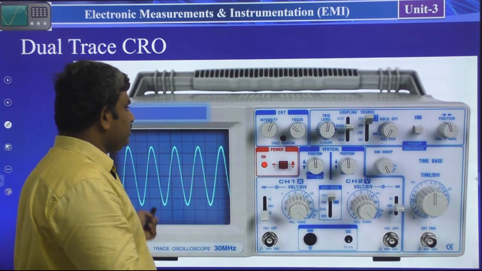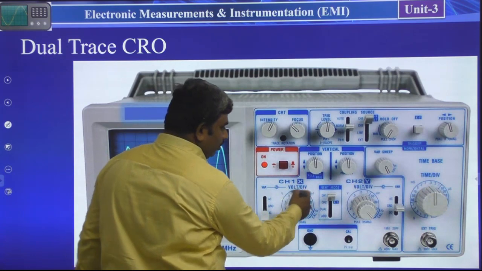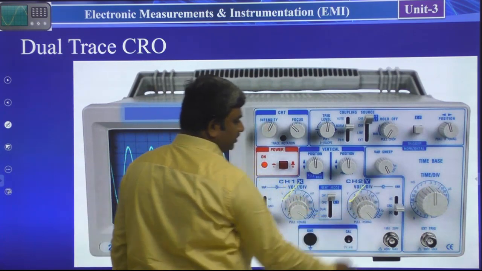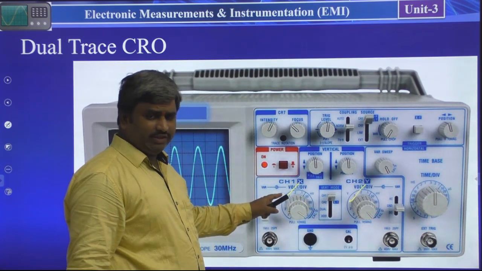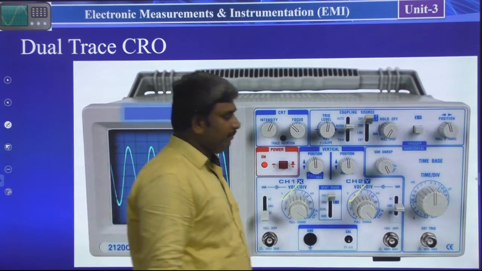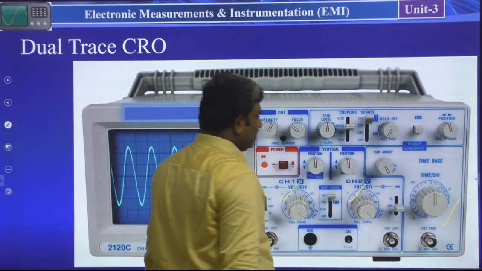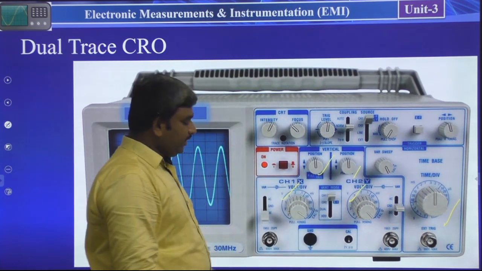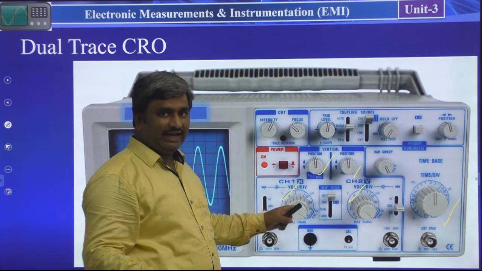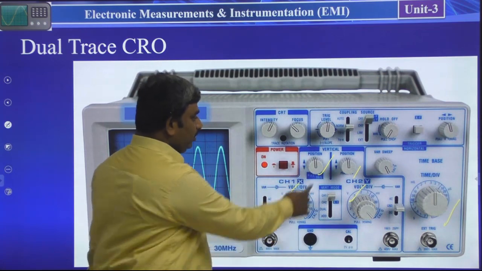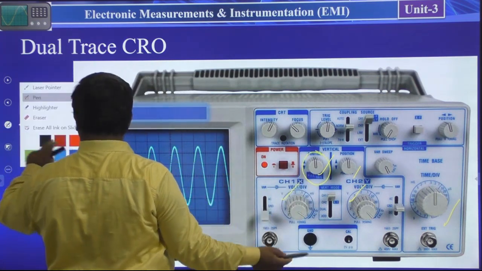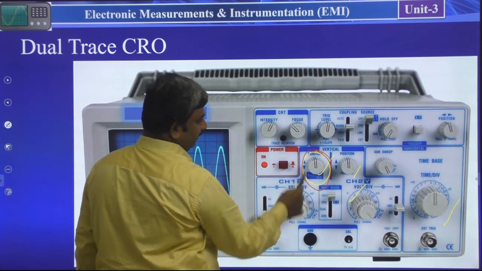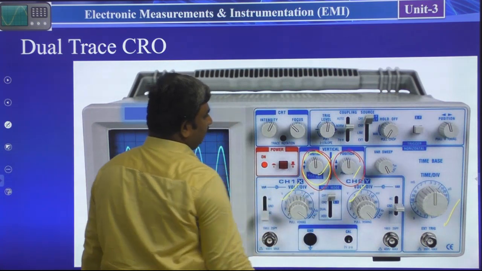So in this dual trace CRO, we have here volts per division knob 1, volts per division knob 2. This is for channel A, this is channel B, and this is the time per division. And here we have vertical position knobs. That is for the channel A information. Vertically you can place it wherever you want. Here for the channel B.